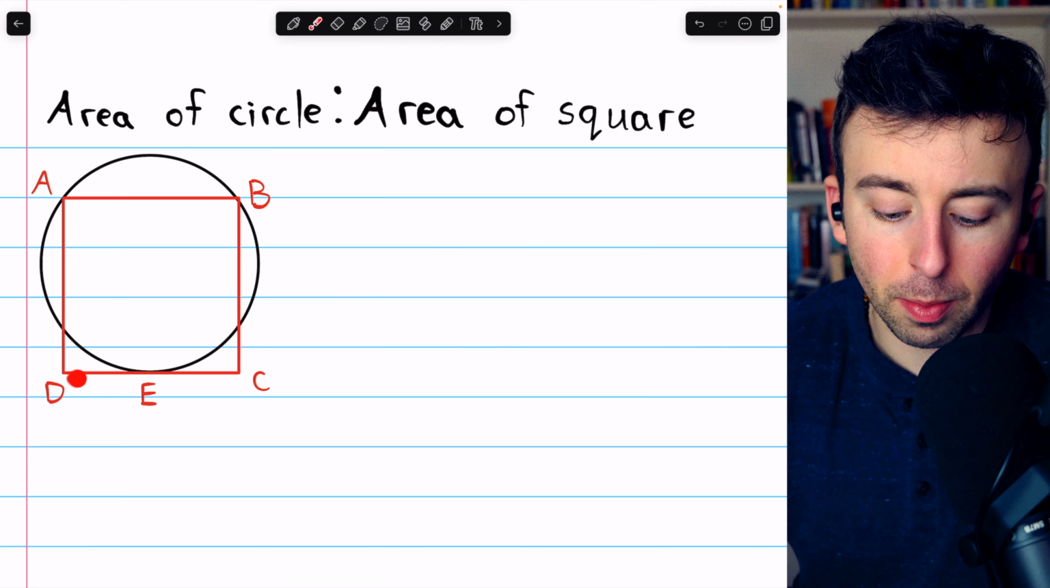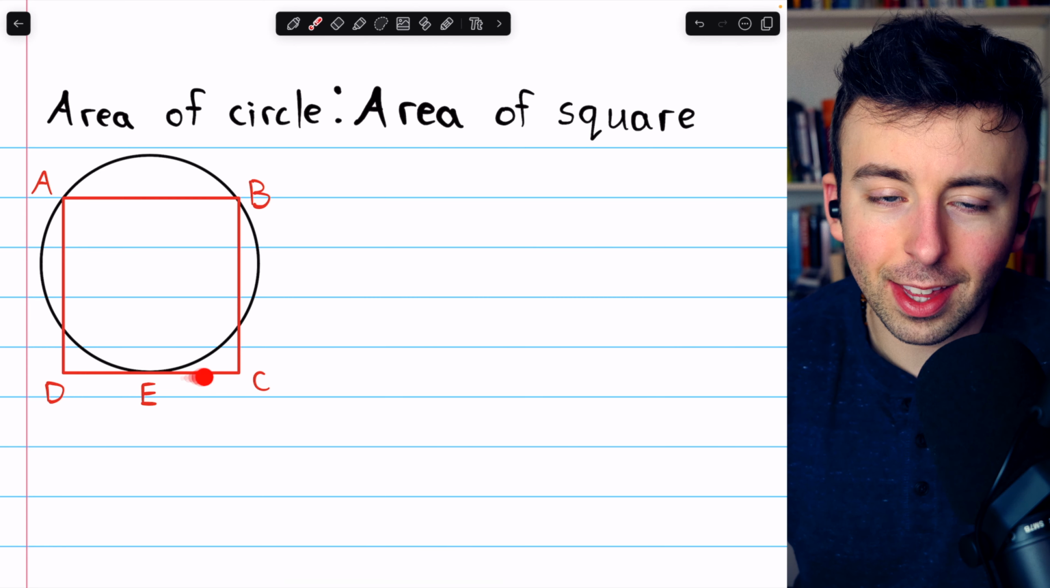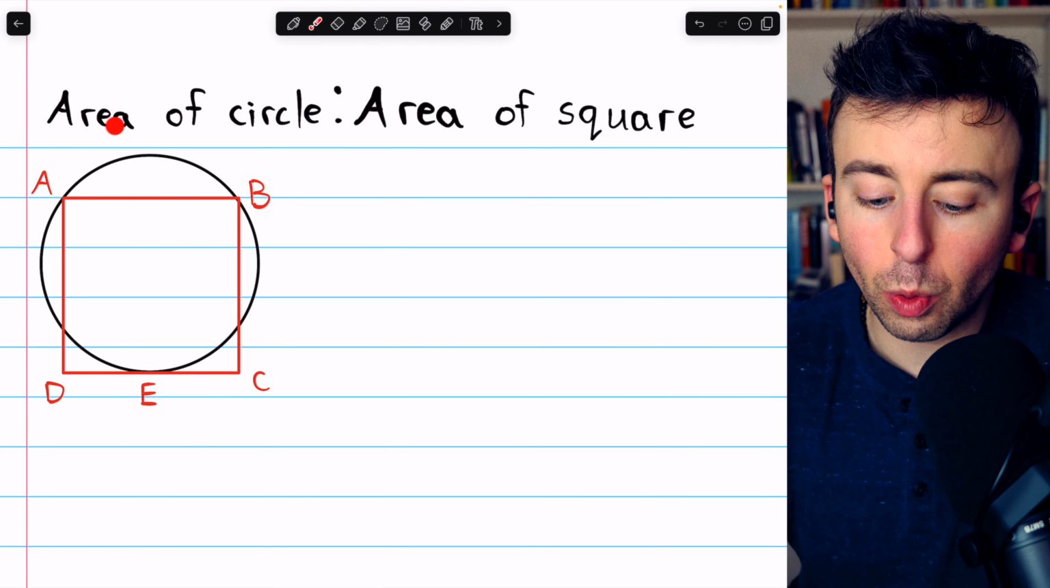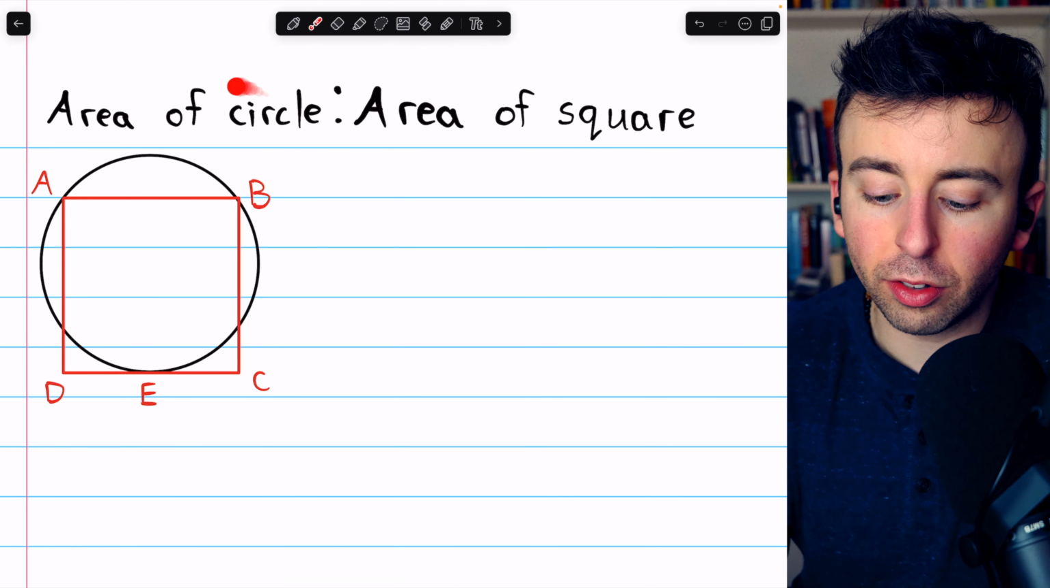Here's a nice geometry problem. We've got a circle and this square drawn so that two of its vertices lie on the circle, and the other two vertices are connected by a segment that is tangent to the circle. The question is to find the ratio of the circle's area to the square's area. And we won't need too much geometry to do this.